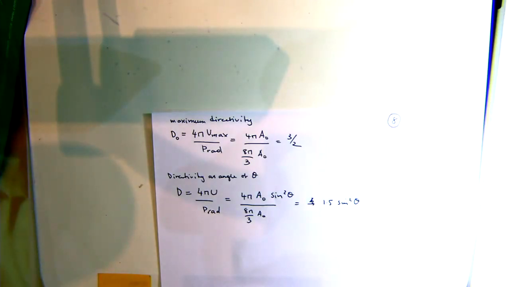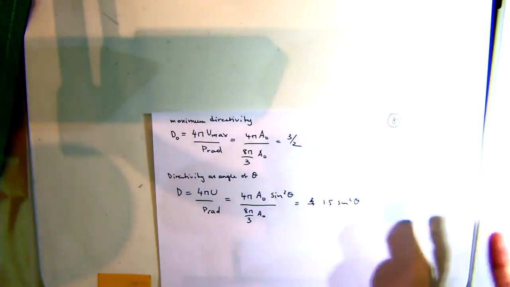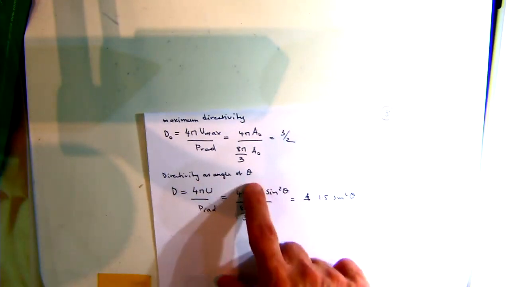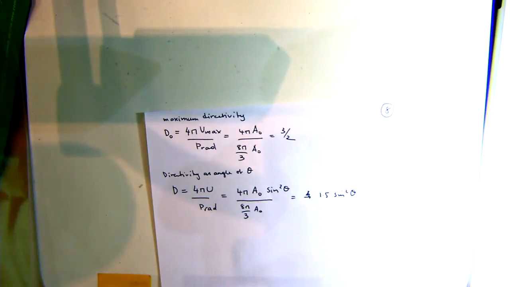Now, the directivity is a function of angle. Rather than working out where the max is, we leave the relationship sine squared theta. So we see that the directivity as a function of theta is just 1.5 sine squared theta. Nothing particularly exciting, other than you now know how to work out the directivity of a dipole if you had the radiation intensity.